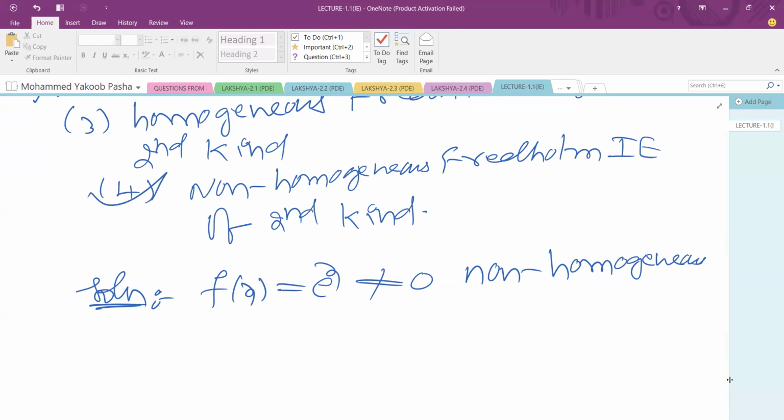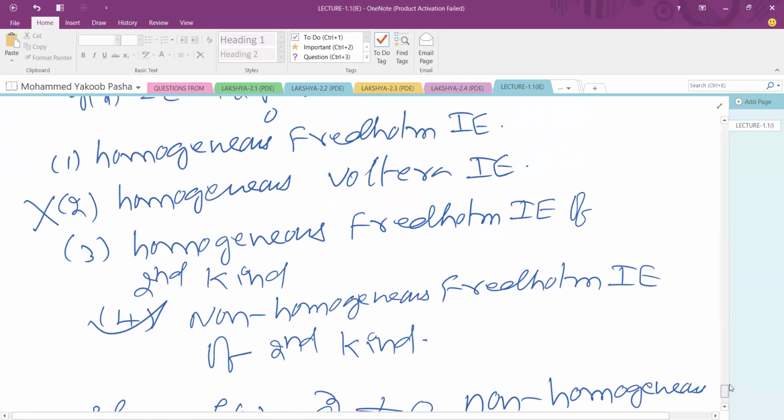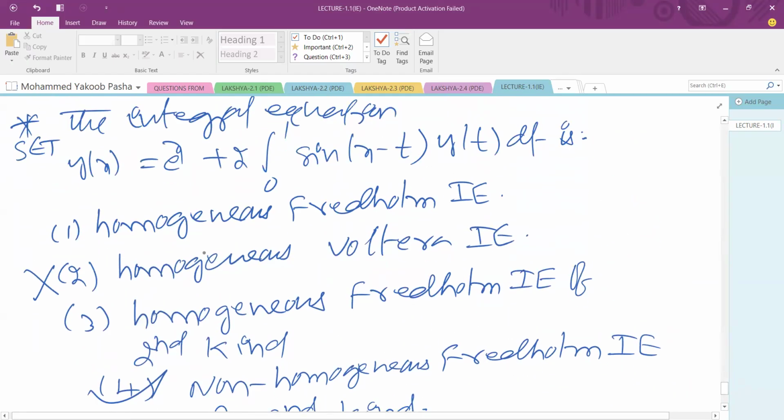When f of x is homogeneous, what does it mean? In the first case and third case it is homogeneous. Homogeneous can be of any kind. But f of x is not equal to 0 here.